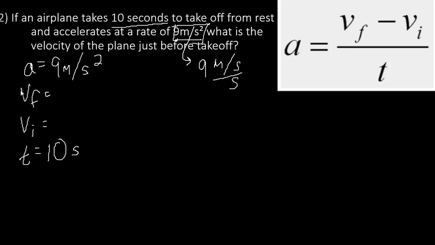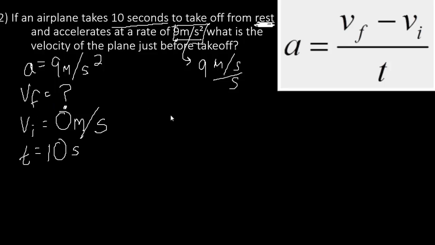The next thing that we do is we want to figure out what we know between VF and VI. Now here's the thing that makes this part kind of tough. You have to read the problem carefully. It says the airplane takes off from rest right here. The key word there is rest. If an airplane is starting off from rest, what would its initial velocity be? Well, hopefully you guys can see that if an airplane is starting from rest, its initial velocity would be 0 meters per second. So here's the thing that we do not know. We don't know the final velocity.